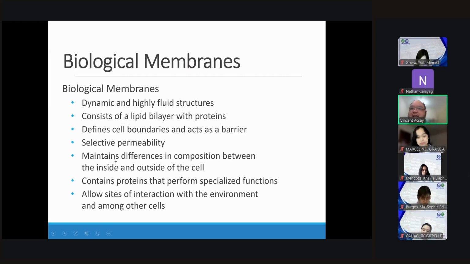Biological membranes have selective permeability. They allow certain things in and out and reject certain things from going in or out. They maintain differences in composition between the inside and the outside of the cell. Instead of special organs, they contain proteins that perform specialized functions. And they also have sites of interaction with the environment and cell-to-cell contact.